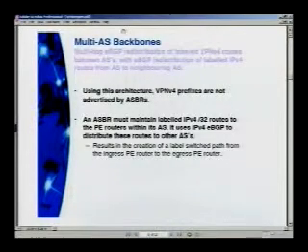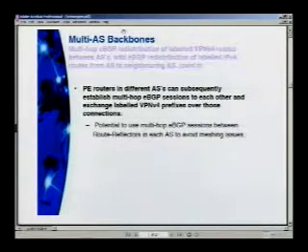The second method is a little different. Again, we have the two neighboring PE routers, and they do not exchange the labeled BGP prefixes from the different VRFs, but they exchange only their /32 loopback IPs from all the PEs of the neighboring ISPs. And the PE routers where the customers are connected on both ends just do multi-hop EBGP sessions.